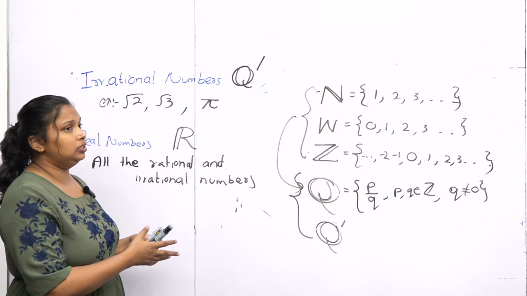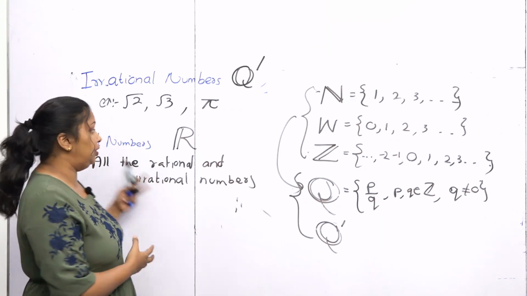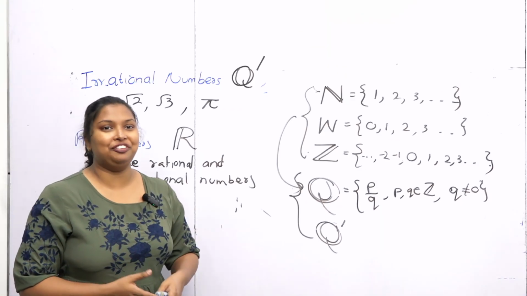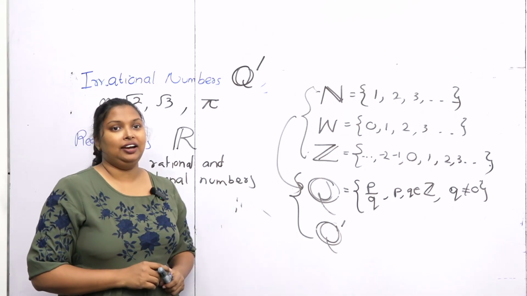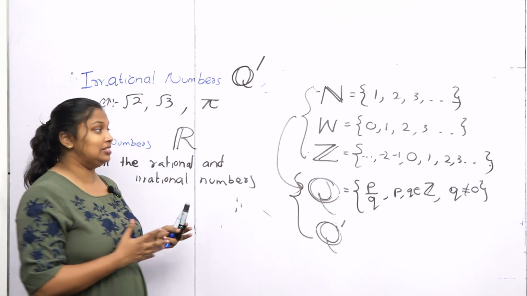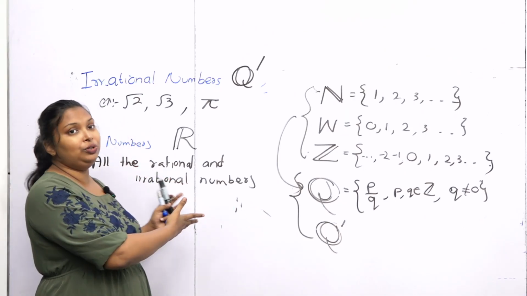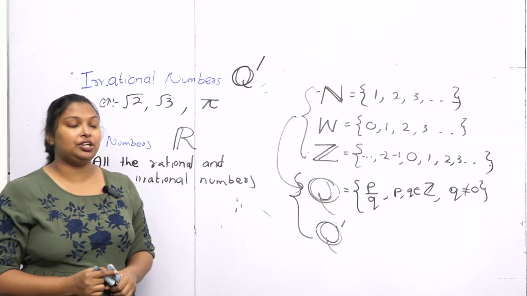Real numbers. There should be something not real, so that we call this real. There should be something not real. So we have some numbers called imaginary numbers, right? There are numbers called imaginary numbers. The numbers that do not belong to the real number set, we call them imaginary numbers.